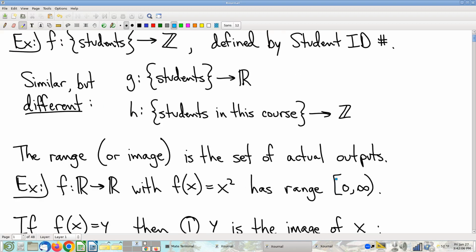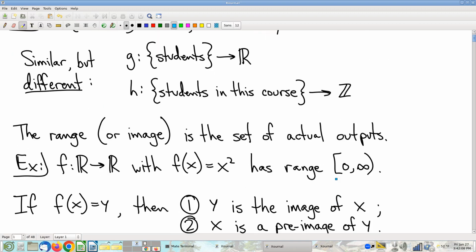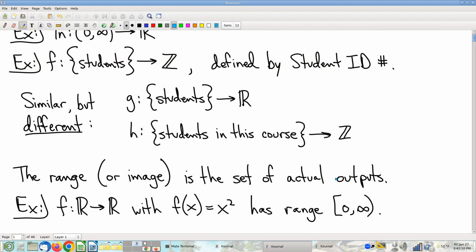All right, a little bit of lingo. And this kind of has to get said. The thing on the right here, we call the target. The target is a set that all of the outputs land in. It can be any set that all of the outputs land in. It doesn't have to be anything else. It can have slack in it.